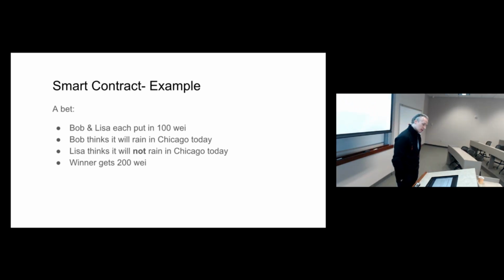So Bob and Lisa, they want to have a bet. They both say, okay, we don't want to give you a full Ether. This is a small bet. We're giving you 100 Wei. Yeah? So Bob says it will rain in Chicago today. Lisa says it will not rain. And they're both willing to put money behind their beliefs.